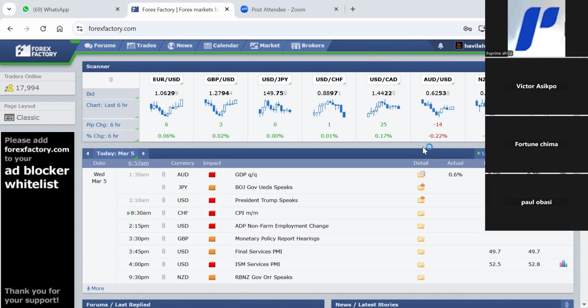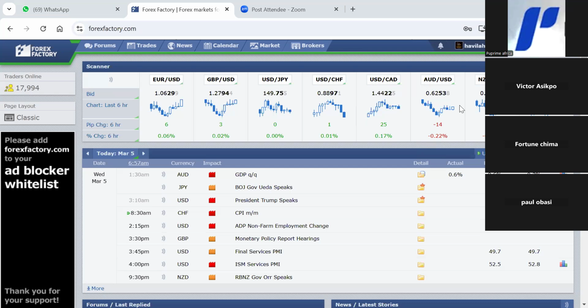Now it's 8:30 a.m. this morning. We're having the first major news for the London session, and that's the CHF CPI, the Consumer Price Index from Switzerland, coming up by 8:30 a.m. Now I'll be showing us the pairs that we can trade for very good profit.